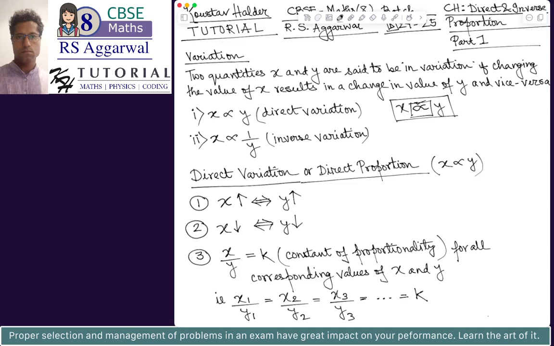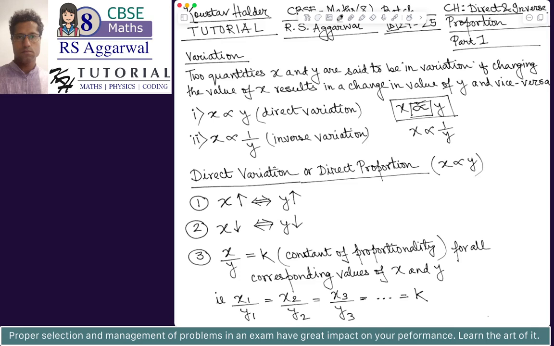Now there is another kind of variation which is inverse variation. If x and y are in inverse variation, then we mathematically write it as x varies as 1 by y. Since 1 by y is the inverse of y, that is the reason to mathematically represent that x and y vary inversely, we write it as x varies as 1 by y. So in this video we will only discuss direct variation. Now direct variation is also known as direct proportion.